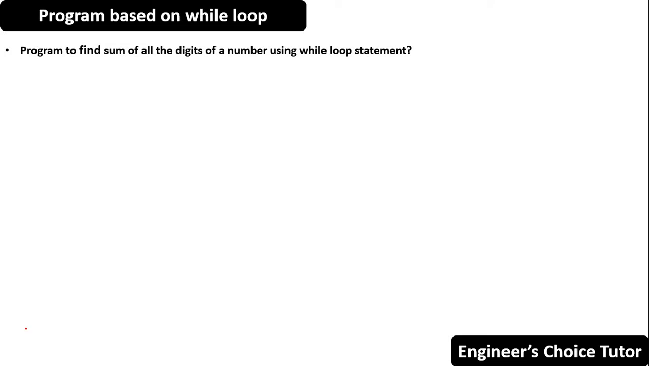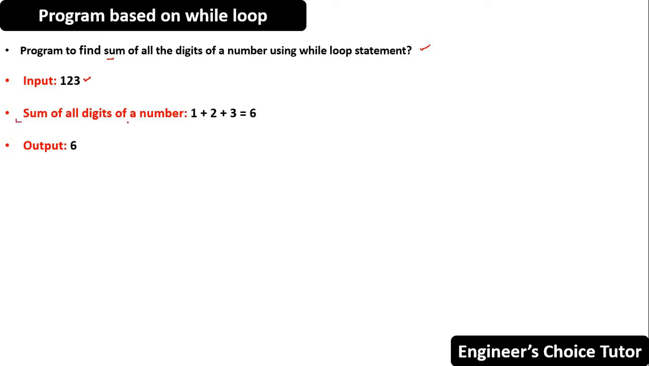Hi everyone, in today's lecture we will discuss a program based on while loop. In this lecture we will see the program to find the sum of all the digits of a number using the while loop statement. Here is my input number 123 and I want the sum of all the digits of the number. What is the sum of all the digits here? 1 plus 2 plus 3 is equal to 6. So I want output as 6.